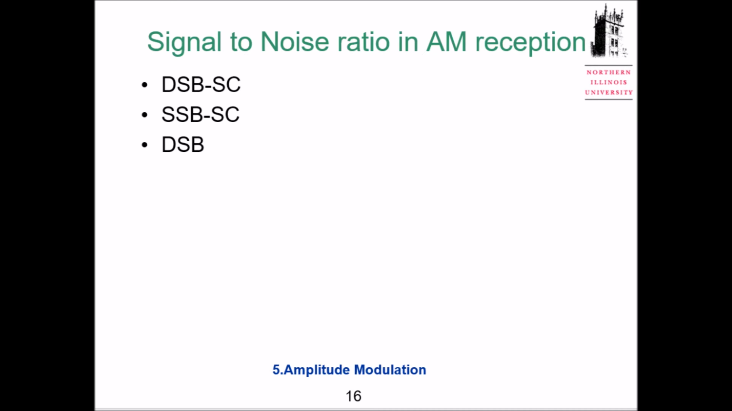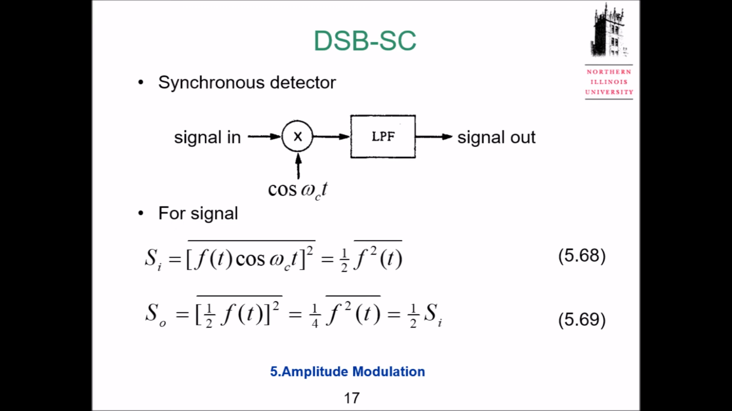Okay, so we're going to evaluate three different receivers: single sideband suppressed carrier, double sideband suppressed carrier, and double sideband large carrier. VSB is really complicated, so we skip that one. So for double sideband suppressed carrier, signal in, signal out, we talk about signal power, then the noise power we just mentioned.